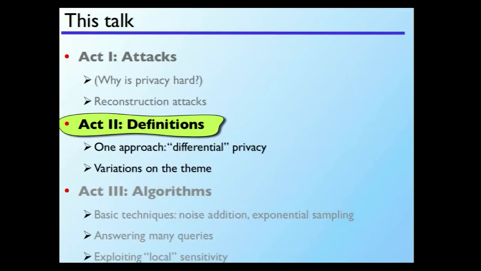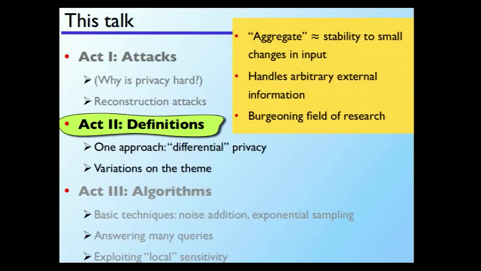And then I'll talk about some of the good things and bad things about it, and other approaches that are out there. Okay, so the high-level idea with differential privacy is that we're going to try to define aggregate. The meaning of aggregate information is information that's stable to small changes in the input. It's a definition that handles arbitrary external information, in a sense that I'll define precisely. And it's a burgeoning field of research. There's really a lot of work going on there now. And I'll tell you about some of that in the third part.